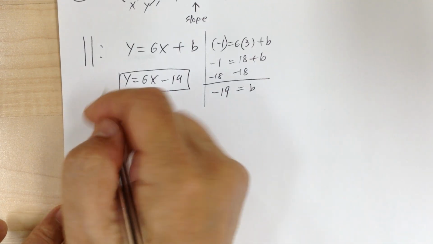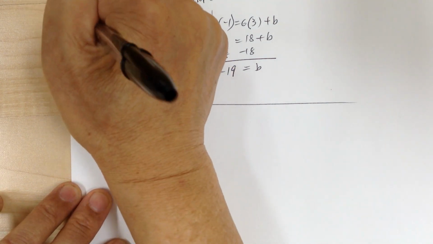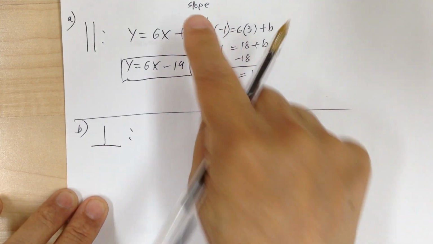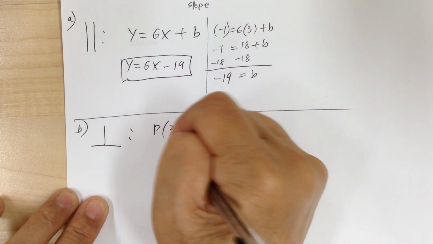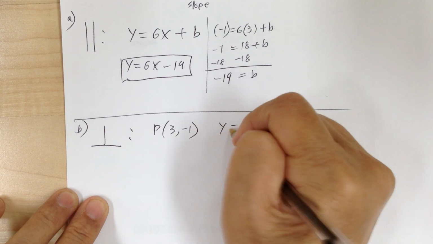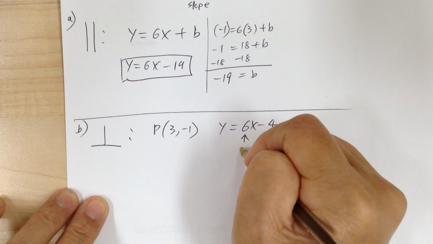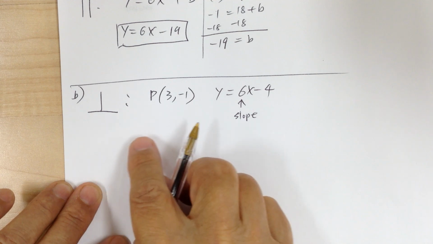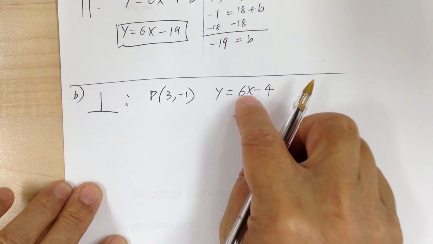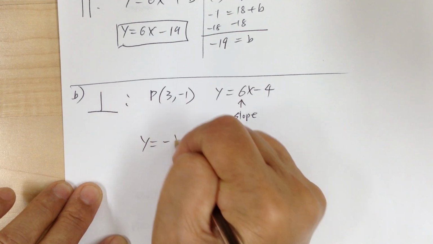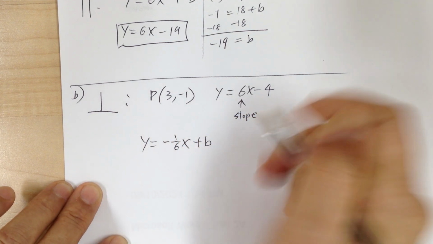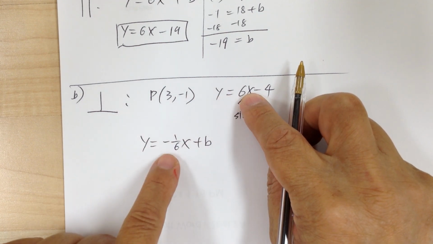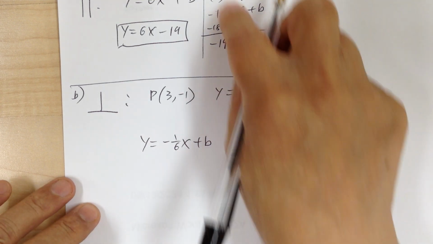This is part A. Now part B, I'm going to do the perpendicular line. Again, remember, you have to go through the point (3, -1), and the line is y = 6x - 4. Here's your slope. For a perpendicular line, the slope is going to be the negative reciprocal. So right away, y = -1/6 x + b. If the slope of the line is 6 and you want a perpendicular, the slope is the negative reciprocal.